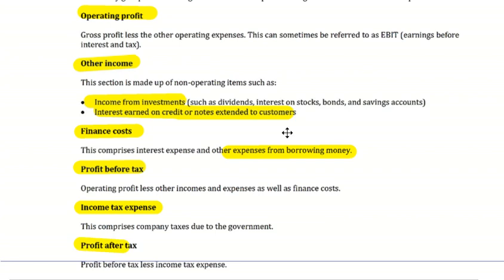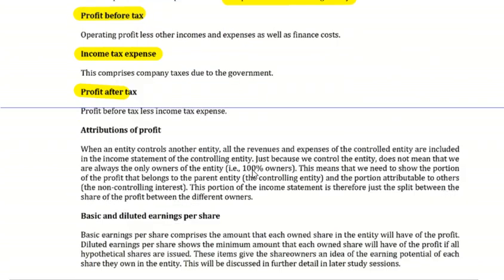Profit before tax, tax, profit after tax. Then we've got what we call attributions of profit. We say that a certain amount of money was made during the particular period, and part of it belongs to the shareholders here, and other shareholders there, and we show exactly how that breakdown occurs. Then we have basic and diluted earnings per share.